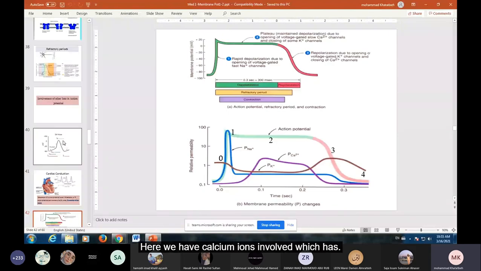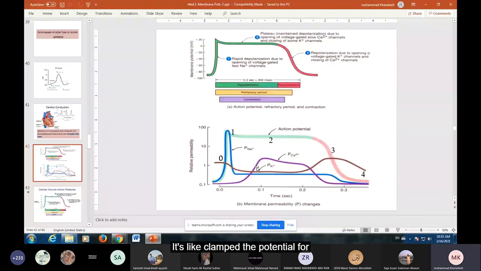Also here we have calcium ions involved, which clamp the potential for a longer time, until getting the repolarization phase. By activation of the calcium channels here, you are getting more calcium entry from outside to inside, which prevents the fast repolarization here. So the potential is kept for much longer until the start of repolarization.